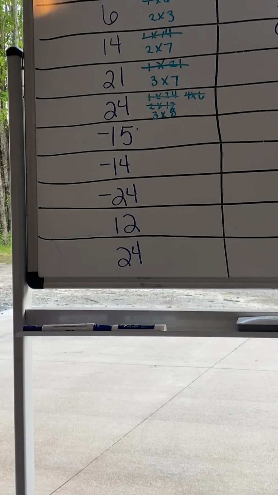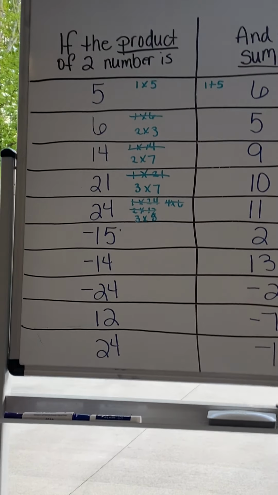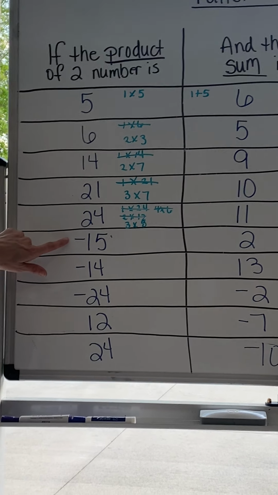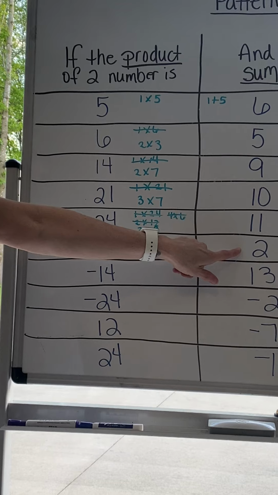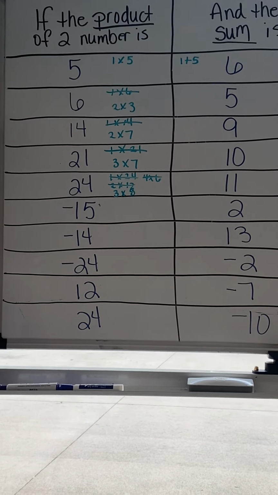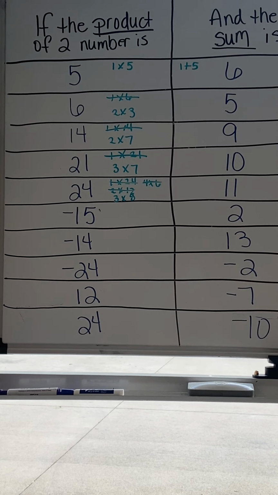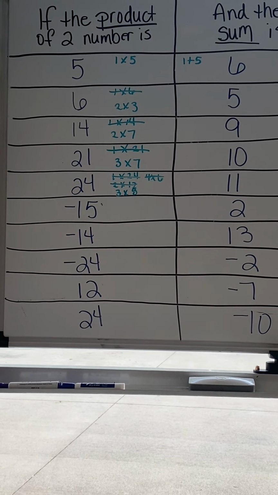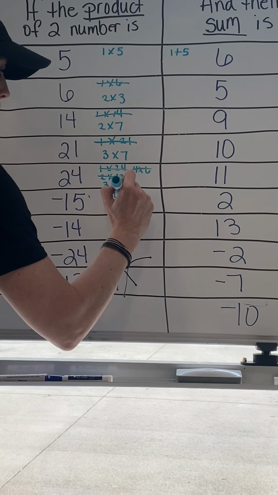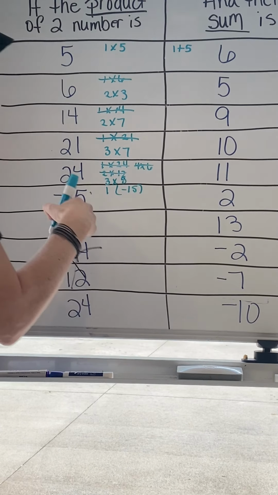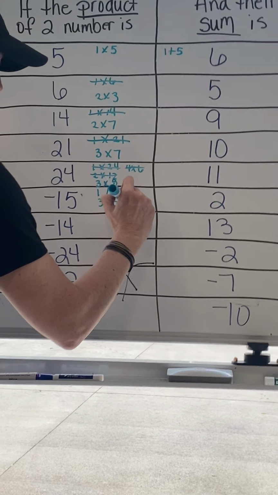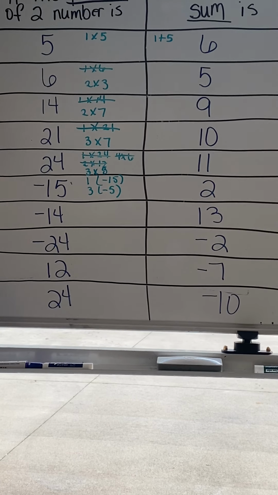Now, when you have the negative numbers, you also need to think about the rules of multiplying negative numbers. So the product is negative 15, but the sum is positive 2. So when you think about two numbers that give you a product of a negative number, that means one has to be positive and one has to be negative. So we could have positive 1 times negative 15. That's going to give you negative 15. You could have positive 3 times negative 5. That gives you negative 15.